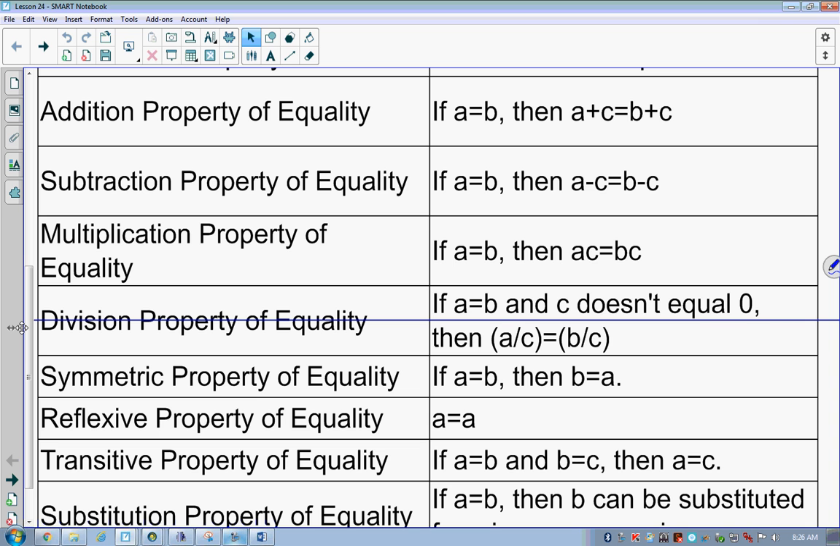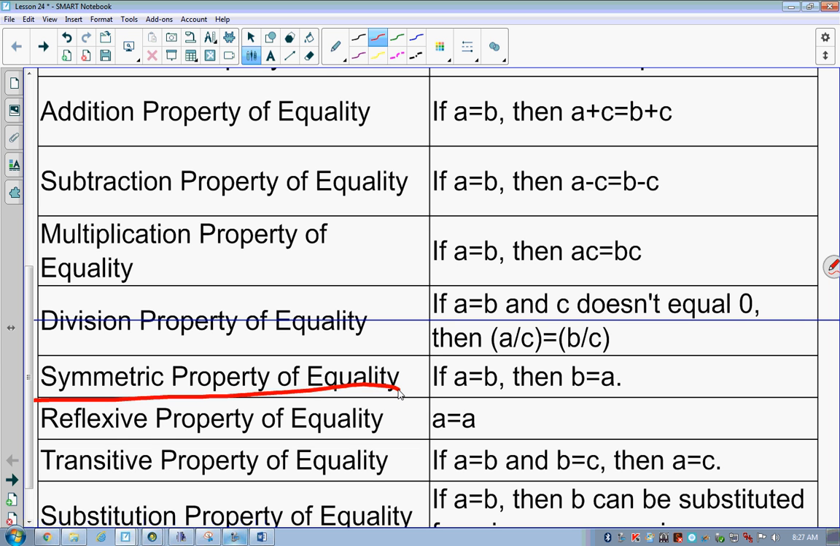Symmetric property of equality. Here's where we get into a little bit of a different deal. Symmetric property of equality: if I get something like 12 equals x, proofs really don't like a number to equal a variable. They want a variable to equal a number, so they want that variable on the left-hand side, which is just a simple step of flipping it, and that flip is called the symmetric property of equality. So that's one that you might want to be familiar with that you can use.